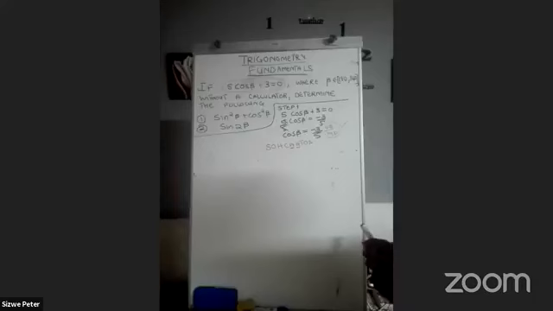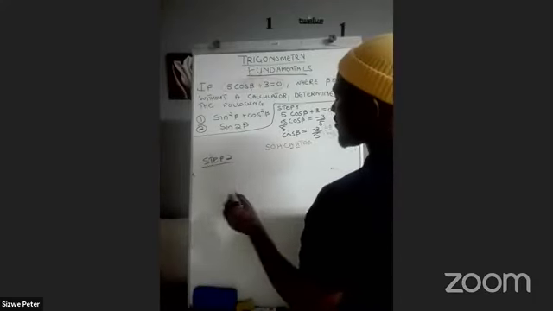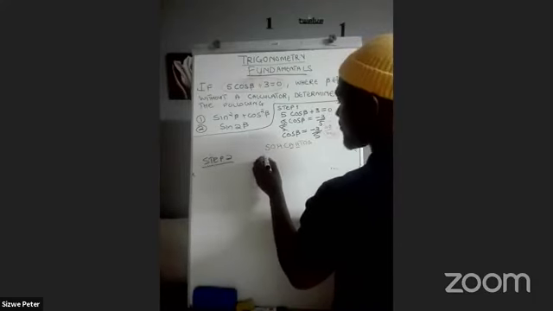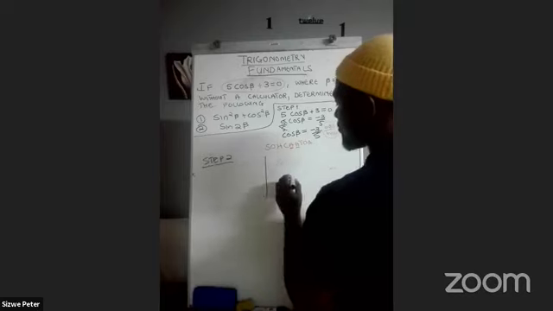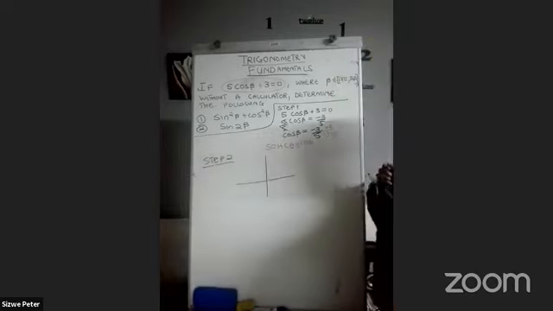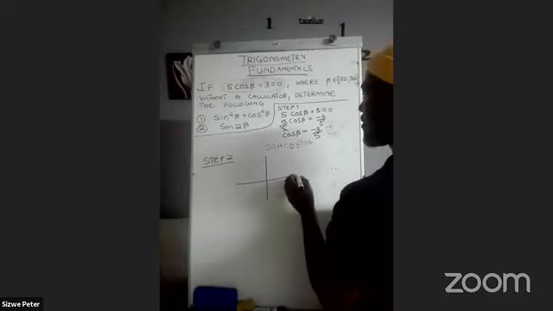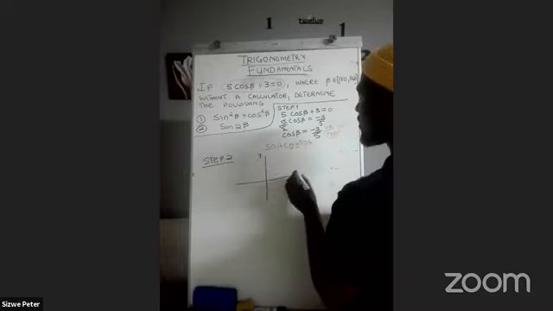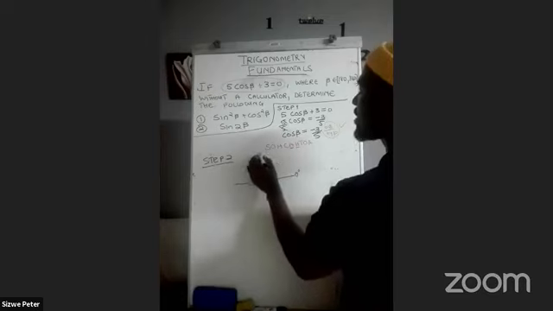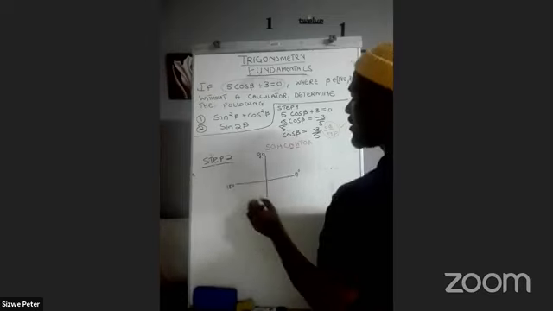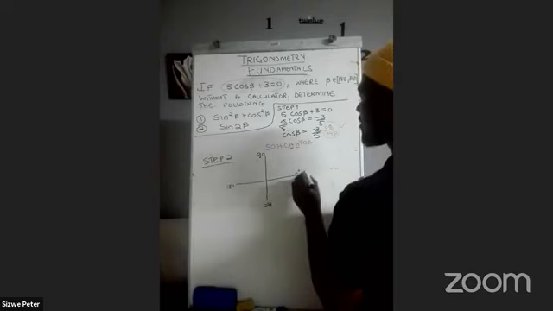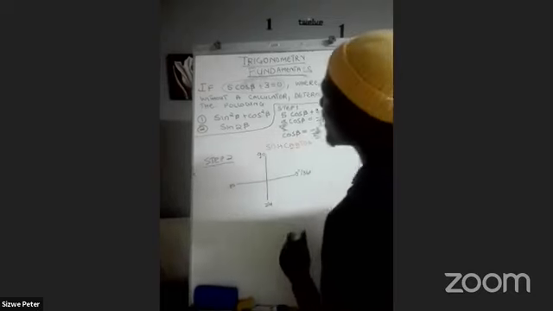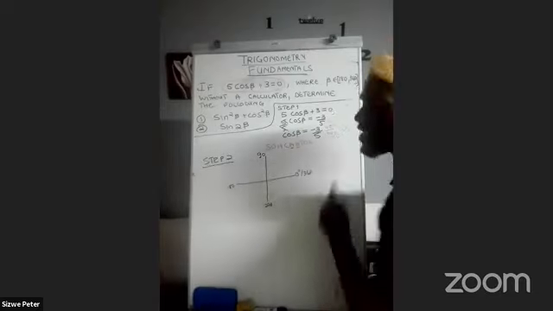Now step 2. Step 2, you must sketch the graph. This is x, this is y. Or you can say this is 0 degrees, this is 90, this is 180, this is 270, this is 360. Okay, tell me, do you know where cos is negative?